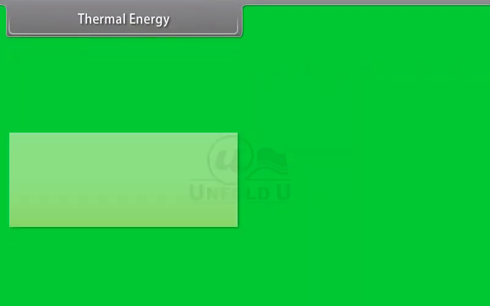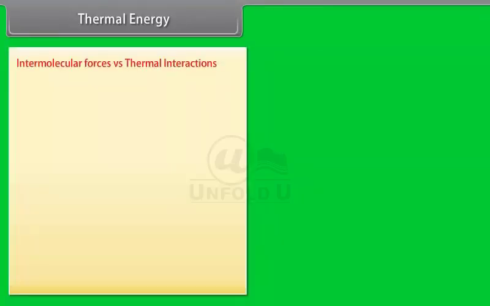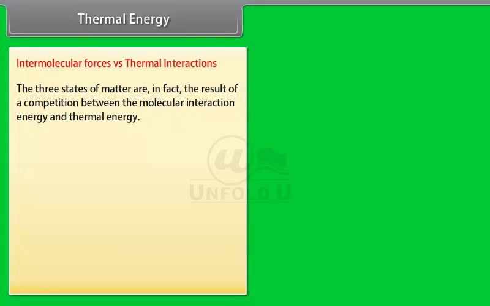Thermal energy. The energy which moves the molecules apart is called thermal energy. It is defined as the energy possessed by matter by virtue of its temperature and is also a measure of thermal motion or movement of molecules. Intermolecular forces versus thermal interactions. The three states of matter are, in fact, the result of competition between the molecular interaction energy and thermal energy.